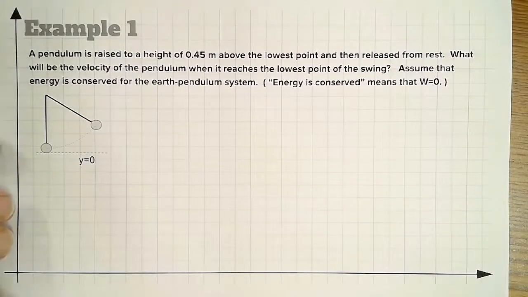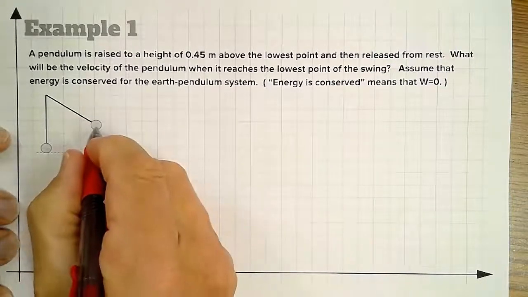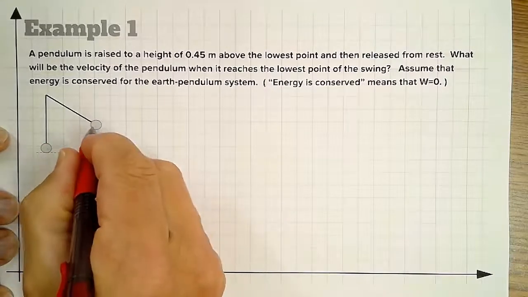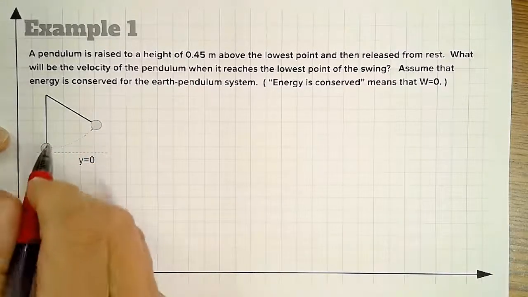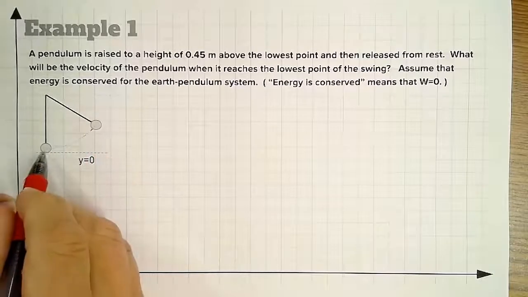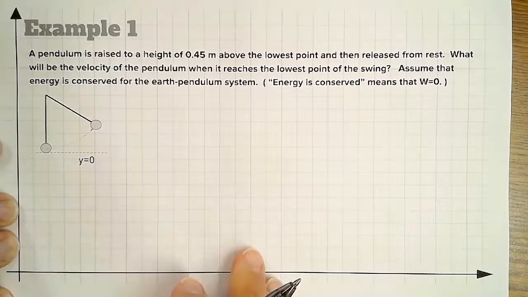So here's our first example. We have a pendulum. Somebody pulls it up to this point right here and they let it go. And so it swings down and it'll actually swing back and forth, but we are interested in what happens at the very lowest point, which is right there.